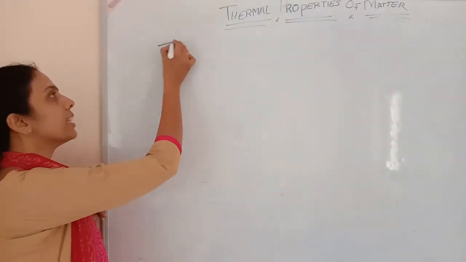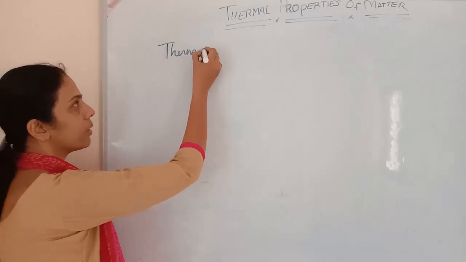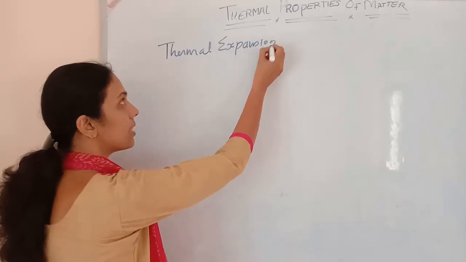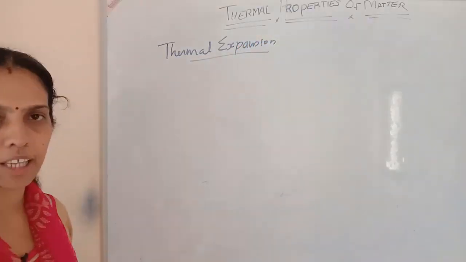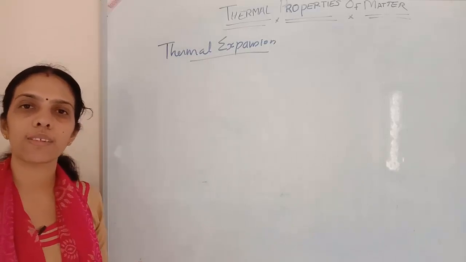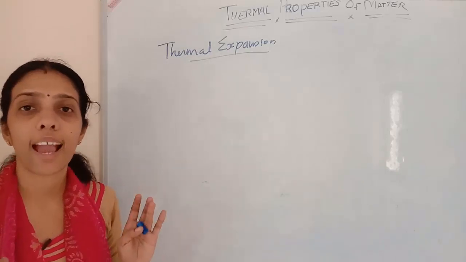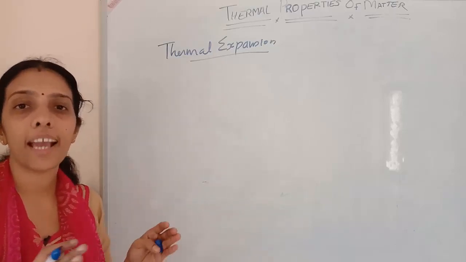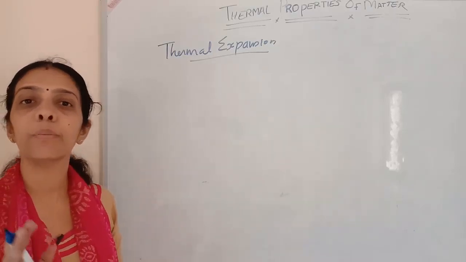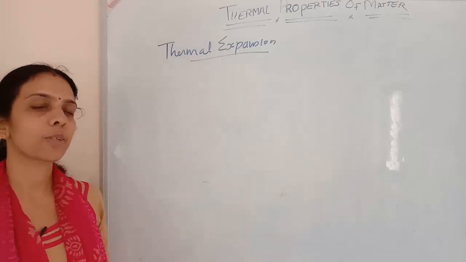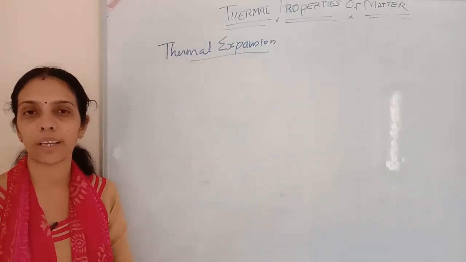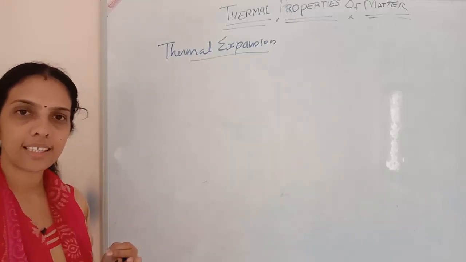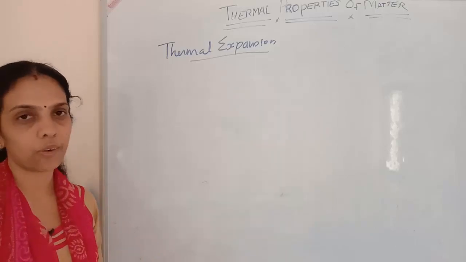Next is thermal expansion. What is meant by thermal expansion? See, it is there in the word itself: thermal expansion. As temperature is given to the system, all solids will expand. When temperature is given to a solid, it will expand. That is called thermal expansion. This thermal expansion can happen in three ways: its length increases, its area increases, and its volume increases.